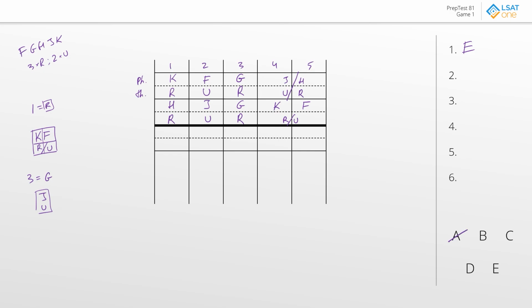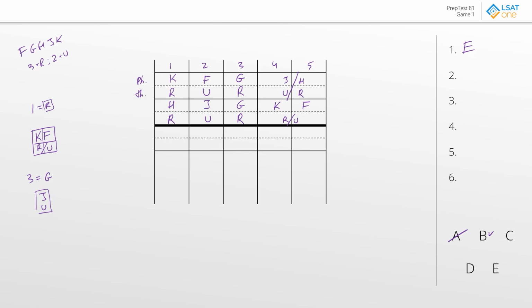B, G is immediately preceding H. Could we ever have G right before H? Well, actually, it looks like we could. In this top scenario, G would have gone third. And then J and H split, so H could have gone fourth as well. So arguably, answer choice B is looking pretty good. Let's take a look at the other ones.